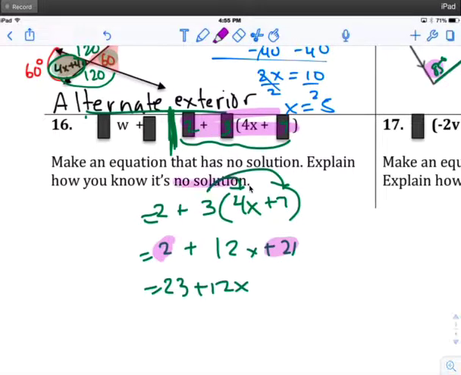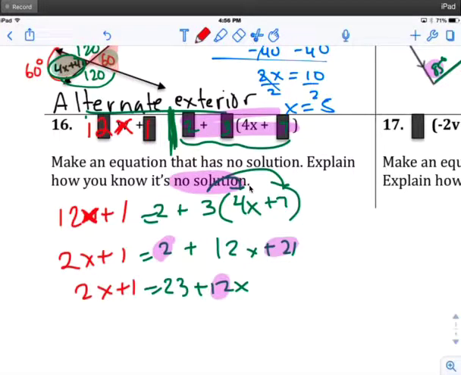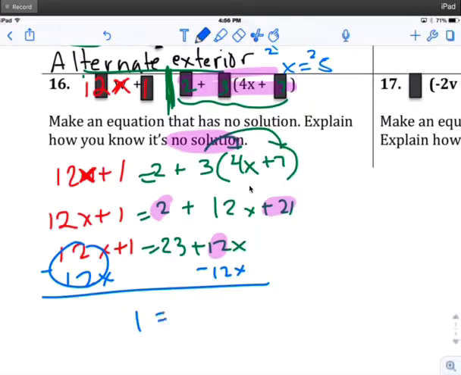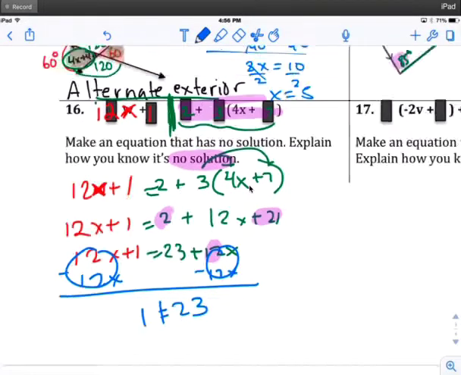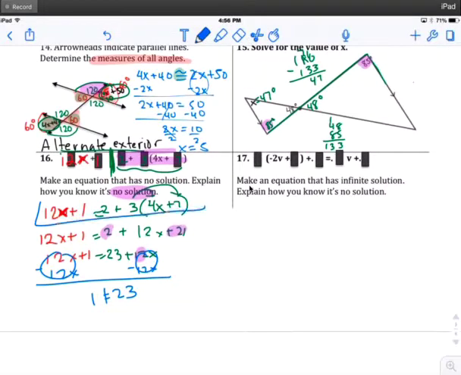You want to make this no solution. No solution, the coefficient has to be the same. So this missing number right here is 12. And the constant can be anything. Let's say 1. So 12w plus 1. Uh-oh, meant to put x here, typo, that meant to be x, 12x plus 1. Okay. That will create no solution, because if you subtract the coefficient, 1 equals 23, no solution. So our answer right here is correct.